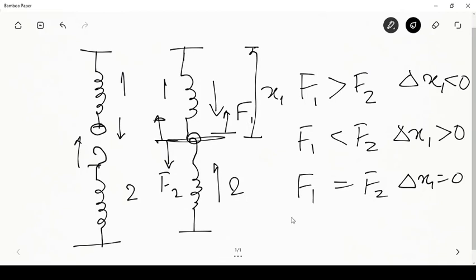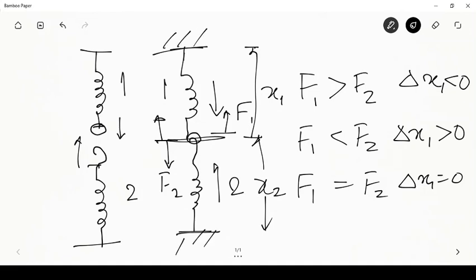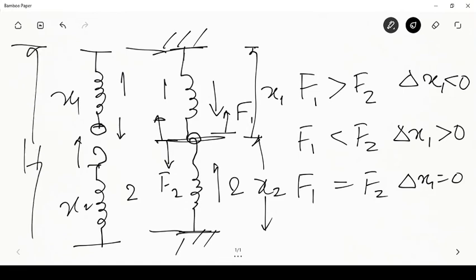Okay, so the condition for interaction now will be that if x2 is the length of the second spring and x1 is the length of the first spring, then x1 plus x2 is constrained to be equal to this distance between the two planes to which the springs are connected. Initially, when the springs are not connected, this is x2 and this is x1, they are independent of each other. But when the springs are connected to each other, they are constrained to change in such a way that x1 plus x2 is always equal to this h. Okay, so the condition for interaction here will be x1 plus x2 is equal to h.